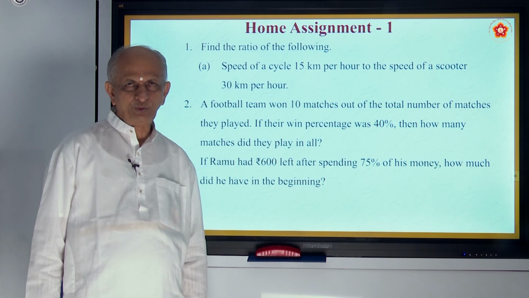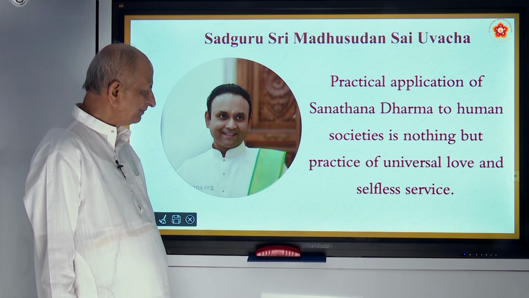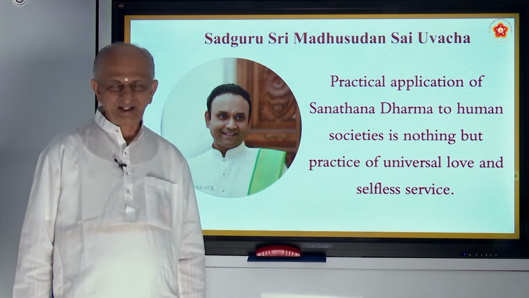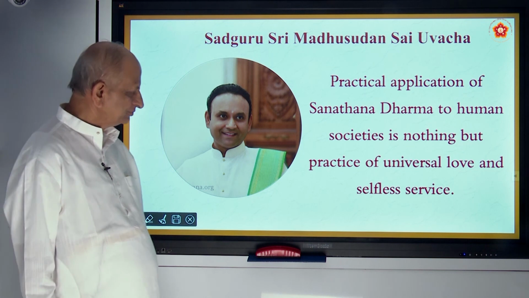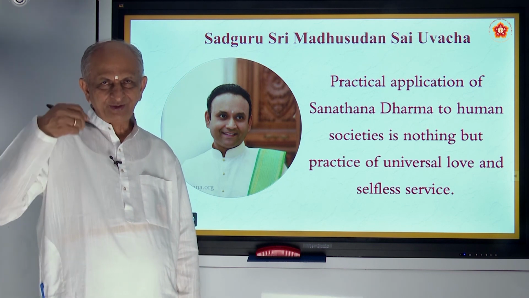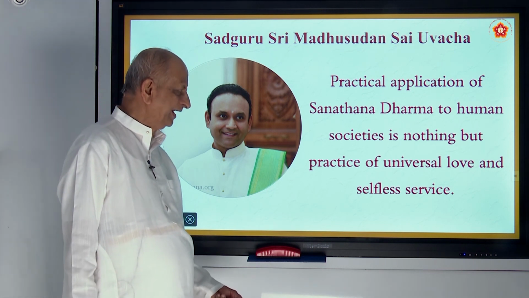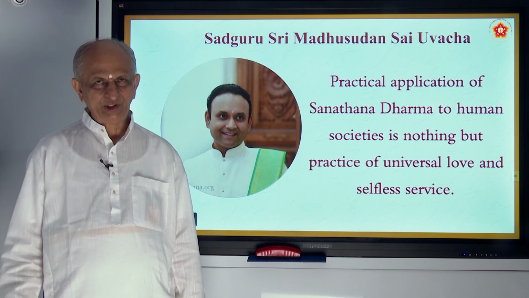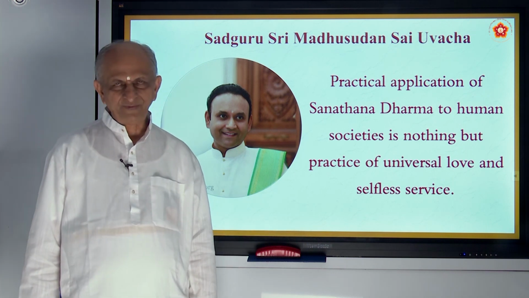Now let us see what Sadguru Sri Madhusudan Sai says. Quotation: Practical application of Sanatana Dharma to human societies is nothing but practice of universal love and selfless service. Love all, serve all, he says. So that love should expand from our house to our school, to our district, to our state, nation, world at large. It may be for birds, animals, plants, and so on. And service also. Of course, it is easy to say, but you have to practice. That's what Sadguru says, and that is the core of Sanatana Dharma.